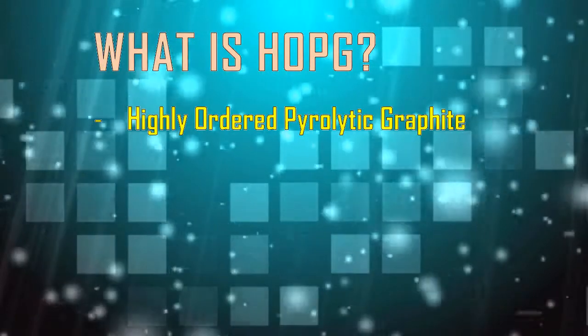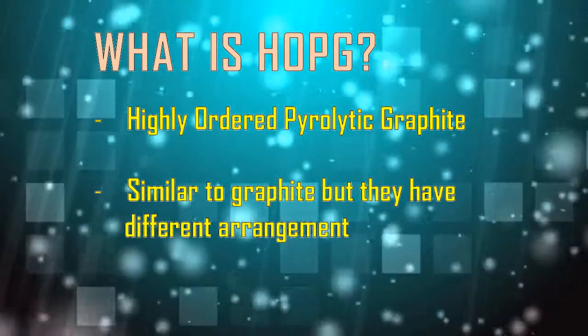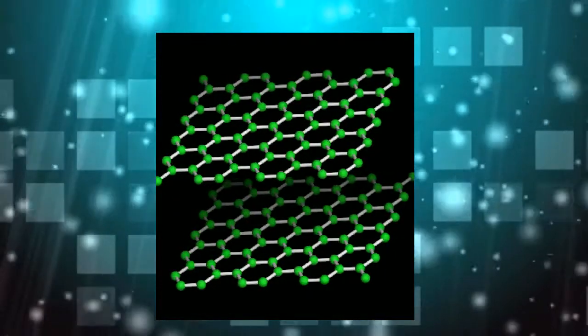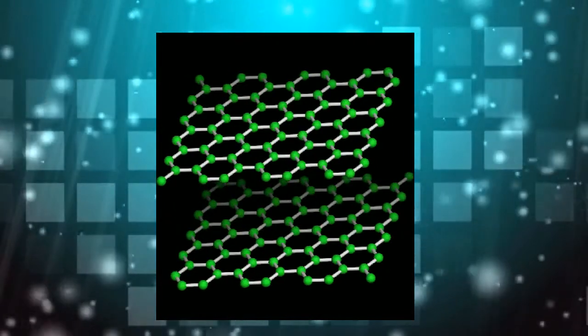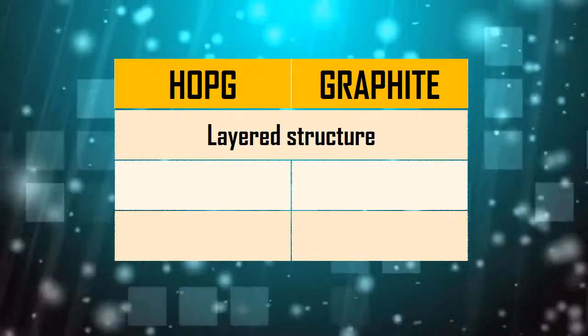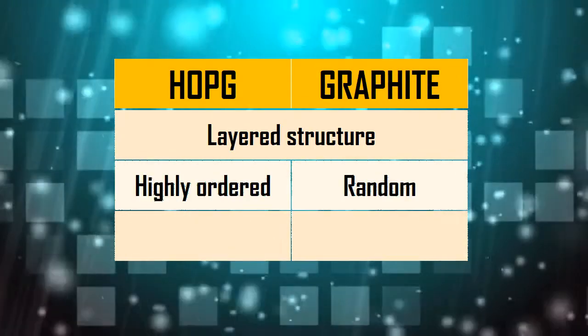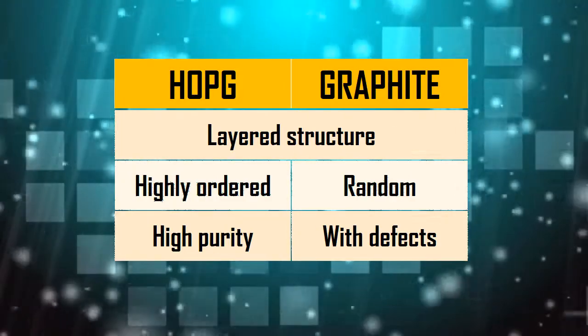So, you may wonder, what is HOPG? It is known as highly ordered pyrolytic graphite. This material is similar to graphite, which is made up of carbon atoms, but their atomic arrangement is different. Graphite is made up of carbon atoms arranged in a layered structure. The interlayer attraction is weaker as compared to the bond between the carbons lying on the same layer. Similar to graphite, HOPG also has a layered structure. However, HOPG is preferred over graphite for analyses because of its highly ordered arrangement between layers and high purity, as compared to graphite's random arrangement and defects in the structure.